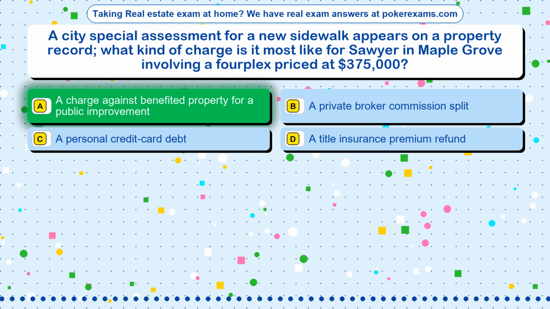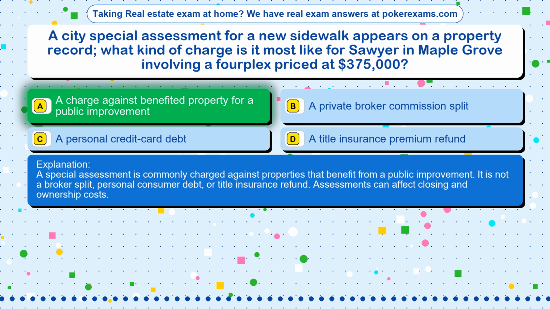The correct answer is option A. A charge against benefited property for a public improvement. A special assessment is commonly charged against properties that benefit from a public improvement. It is not a broker split, personal consumer debt, or title insurance refund. Assessments can affect closing and ownership costs.